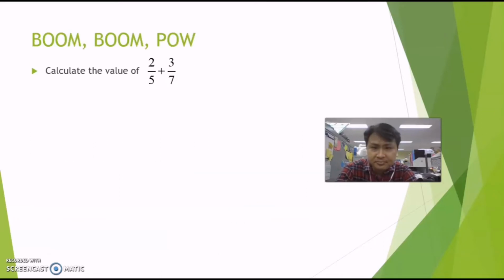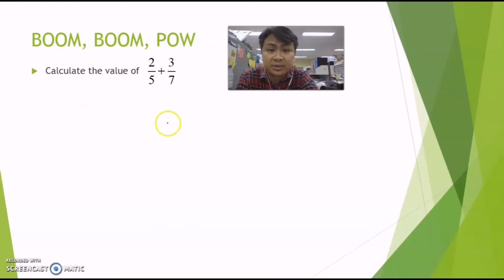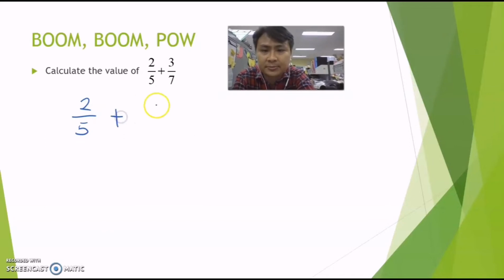Right now let's take a look at what this boom boom pow means. In primary school, we have learned how to add basic fractions, correct? And what do we do during primary school? We need to make the denominators the same. So what's the common value for the denominator here? 35, right? So let's do that now. We create a common denominator.